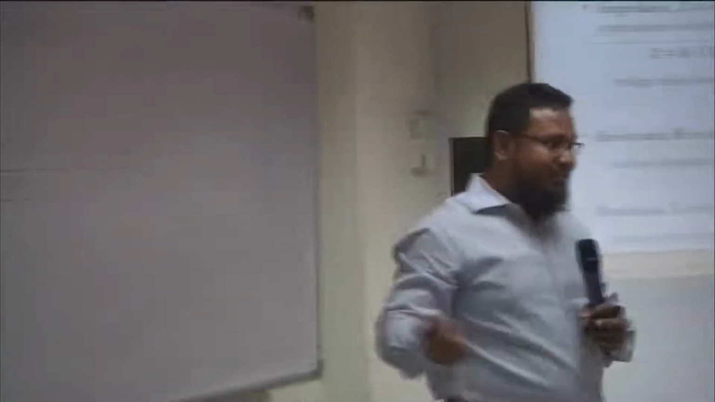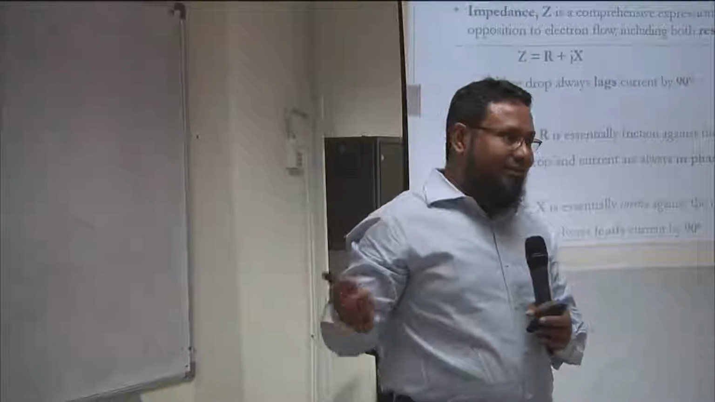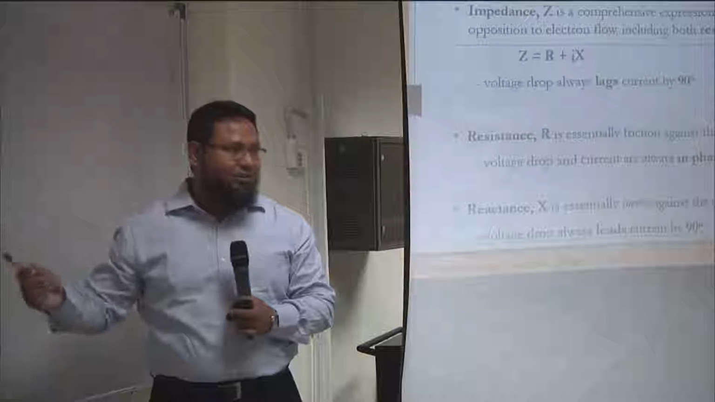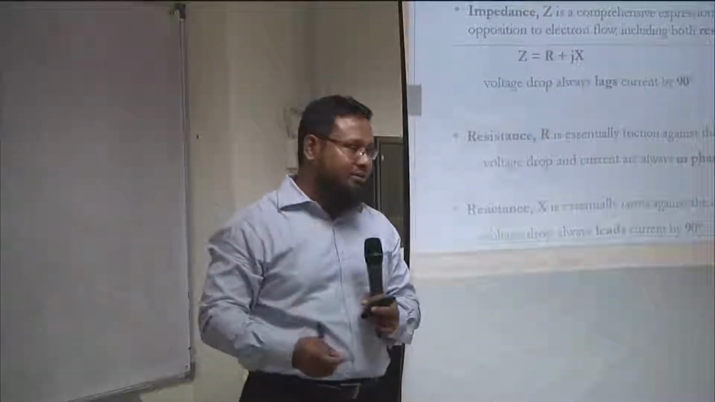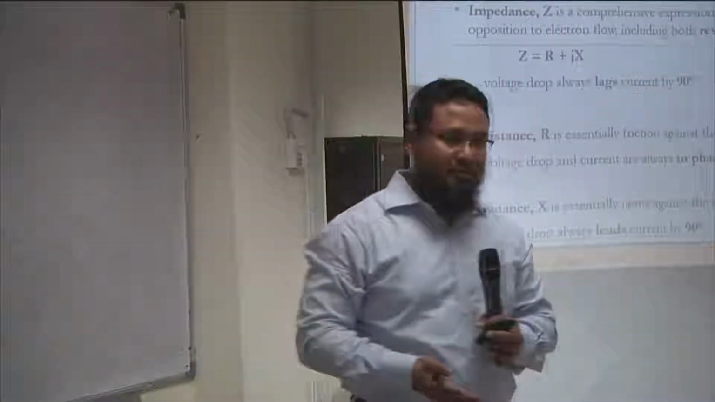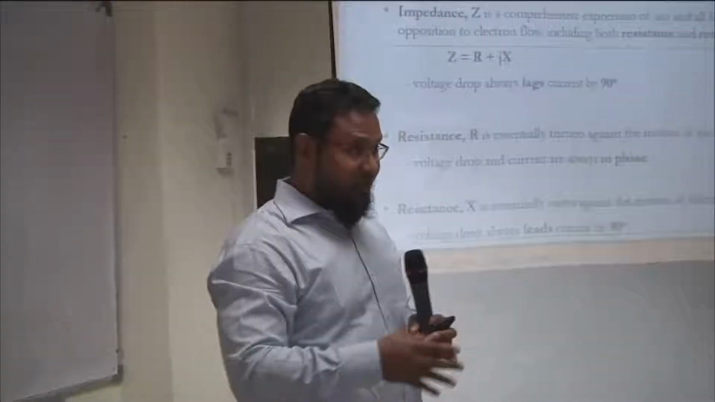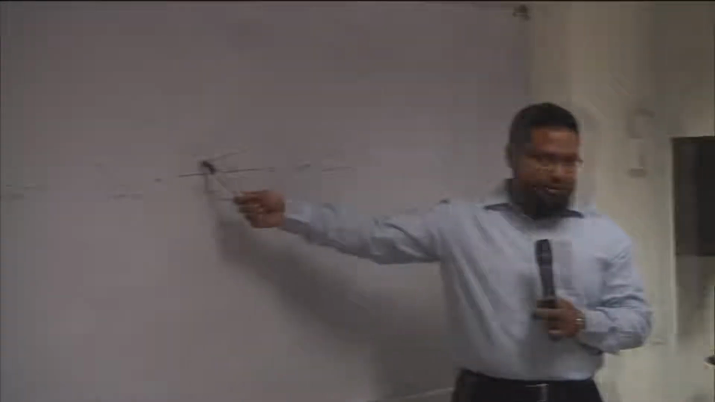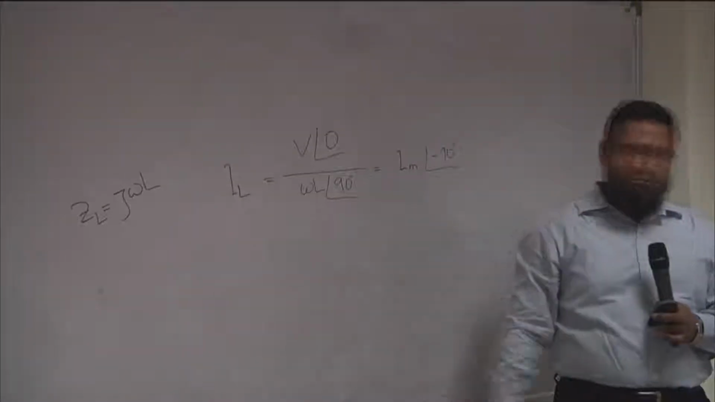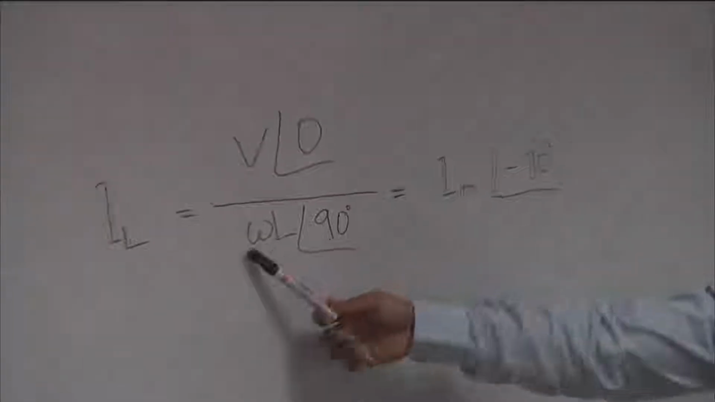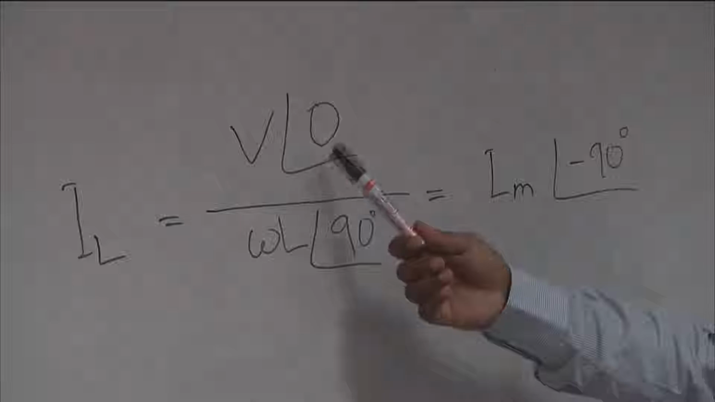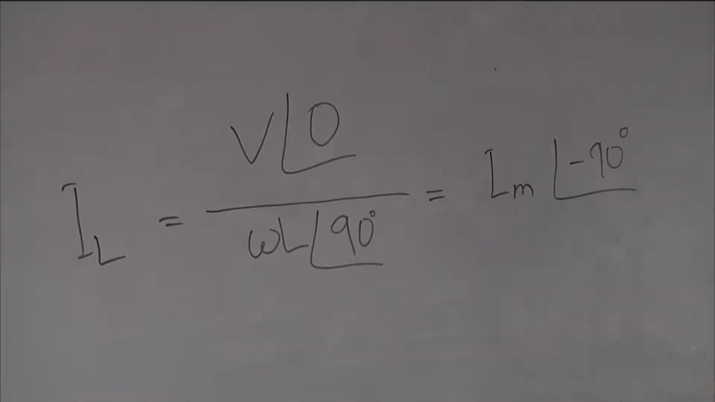So in the case of an inductor, the voltage across the inductor leads the current through the inductor by 90 degrees, or in other words, the current through the inductor lags the voltage across it by 90 degrees. This is the voltage across that inductor, and this is the current through that inductor. See the relationship? The voltage has 0 angle and the current has negative 90 degrees. So it's very obvious.